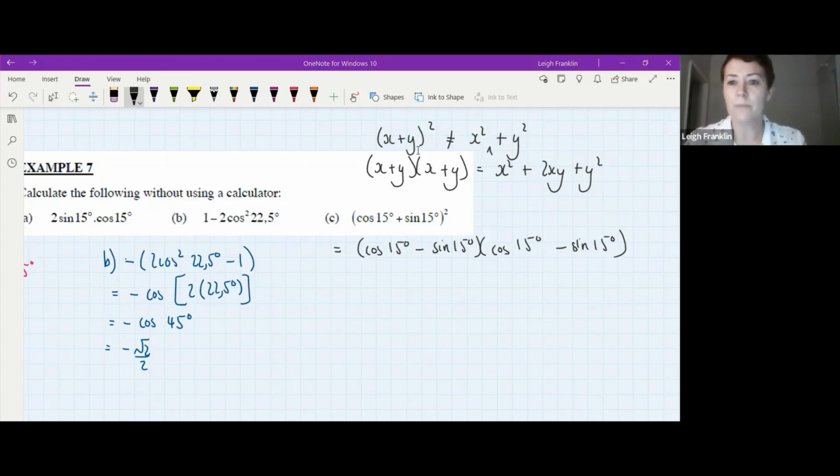Plus sine 15? Is it not cos 15 plus sine 15? Oh, sorry. Yes, it is. It's plus. Beg your pardon. I'm not wearing my glasses tonight, Coco.